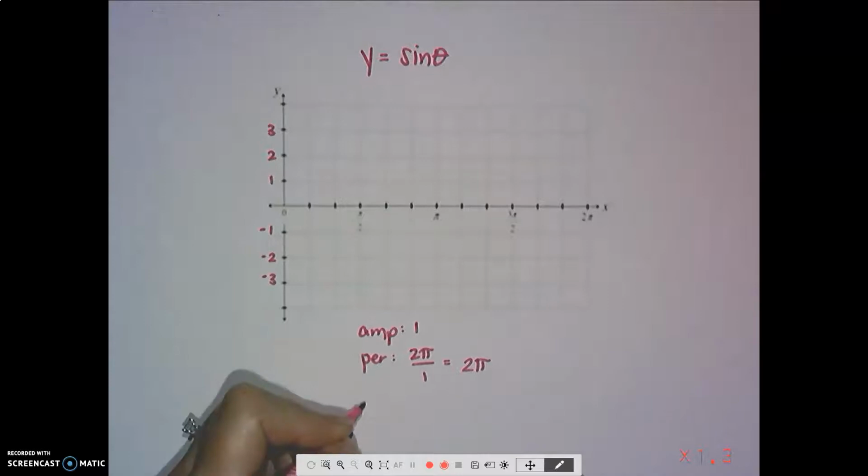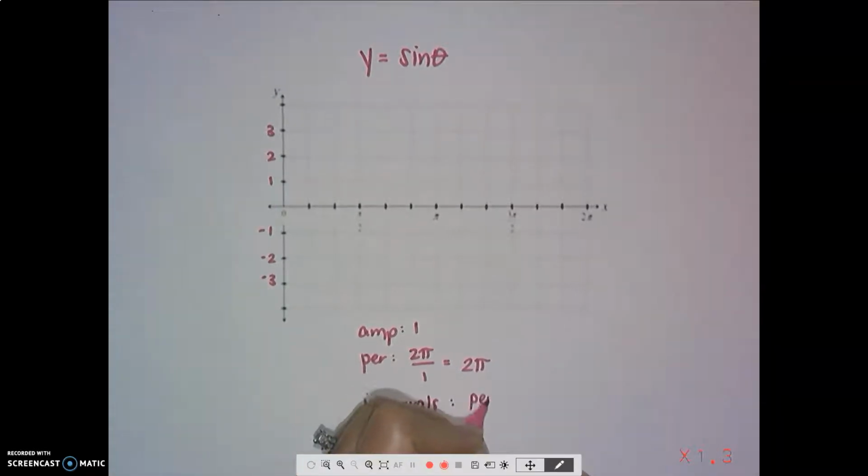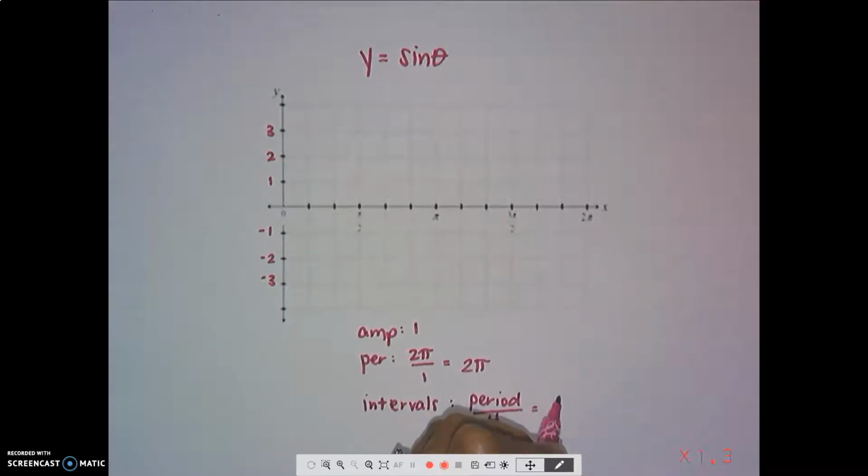Now, there is another thing that we can use called intervals. So I guess I'll write it out. For intervals, you're going to take the period and divide by 4. This is going to tell you how often you're marking some important point. So for this one, we would take 2 pi divided by 4, which means every pi over 2, we are going to be marking something.